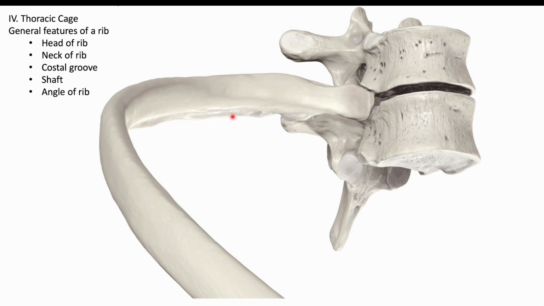There's going to be a groove in the inferior part. This is called the costal groove, and it's found in the inferior portion of the rib, the bottom portion. This is the angle that we saw before. This is the head of the rib. The neck of the rib would be right here as well. And that pretty much sums up all the terms for the rib.